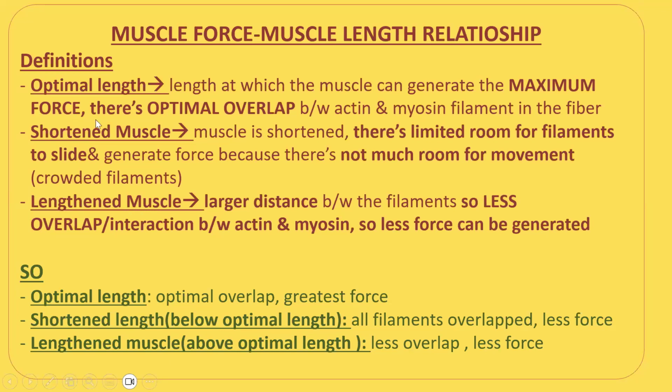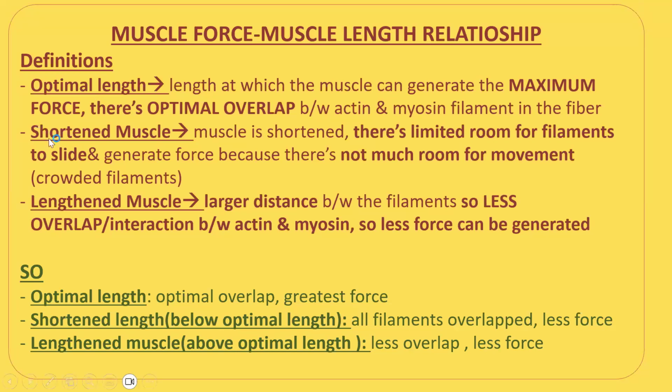So the optimal length or the resting length of a muscle is basically the length at which the muscle can exert its maximum amount of force. Why? Because there will be optimal overlap between actin and myosin. I'm going to show you a diagram of it, but just bear with me for a moment. So the optimal length of the muscle is the resting length. Why is that? Because it's the length at which the muscle will generate the maximum amount of force, so the maximum amount of active tension, and there will be an optimal overlap, or maximum overlap, between actin and myosin.